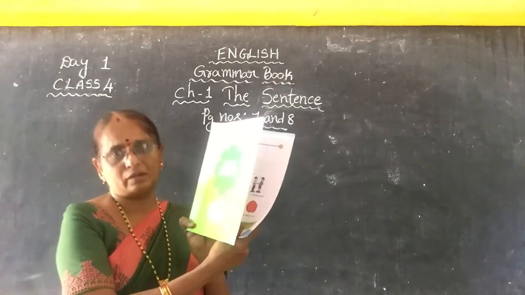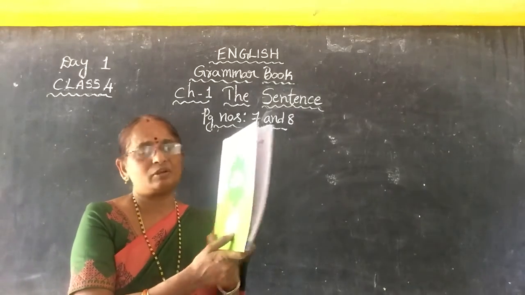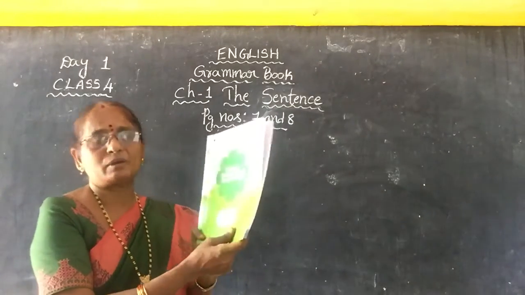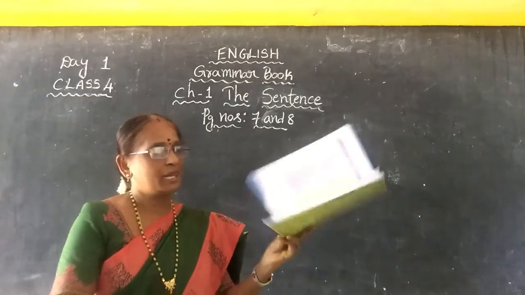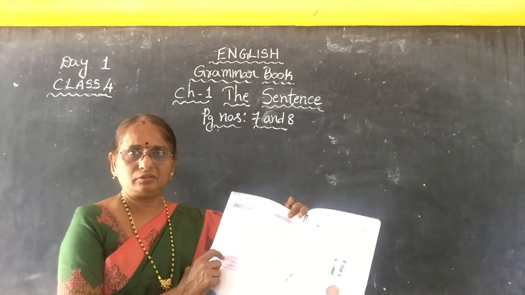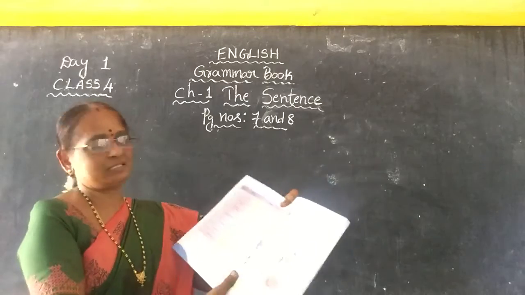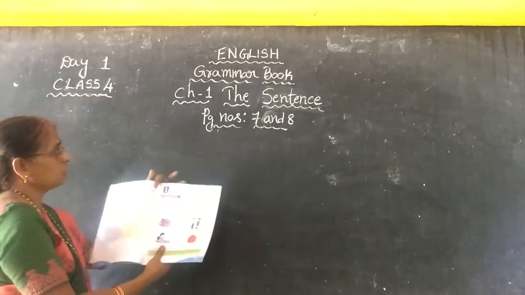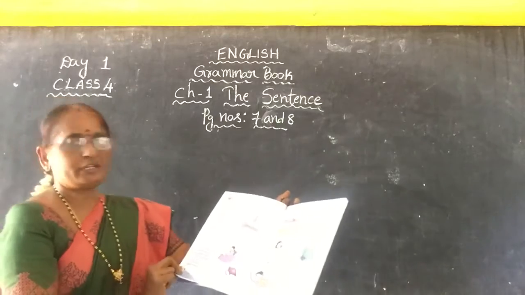This is a separate grammar book, not only for your class. Right from class 1 to class 5, we have a separate English grammar book. It is Functional English Grammar and Composition, children. In this book, they have given 14 chapters of grammar points. So what is our first chapter? The sentence. See children, grammar book, chapter 1, the sentence, page numbers 7 and 8.